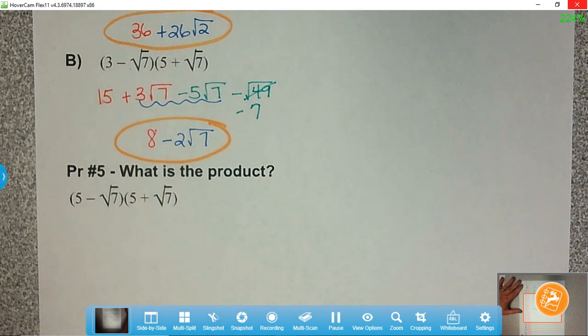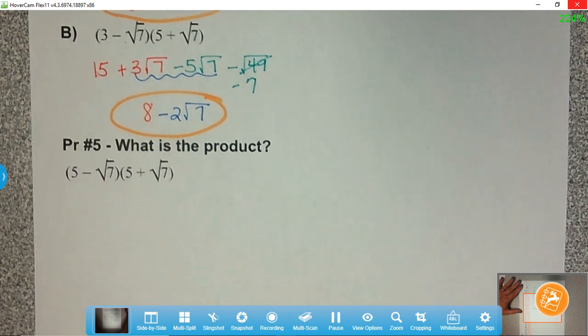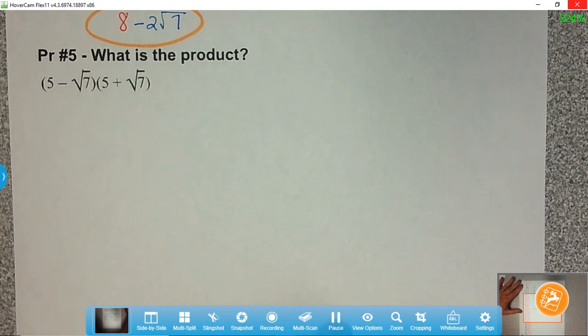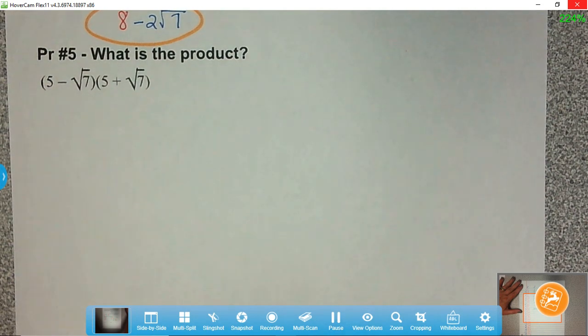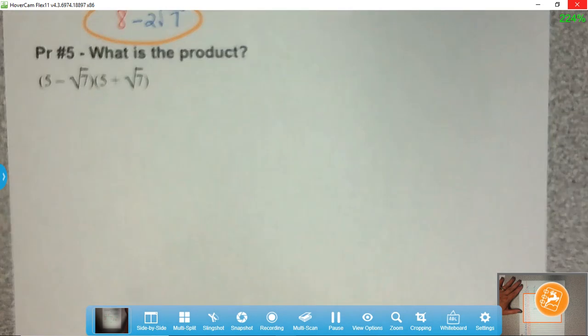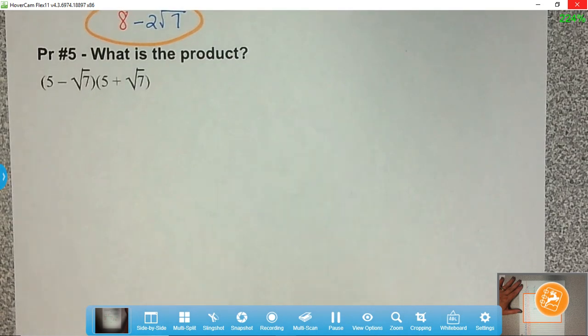So now, for problem 5, I think you can do this one on your own because it's just like parts A and B, but when you get down to the end, after you do all of the multiplying, a little something different happens. So go ahead and multiply it, then come back and check yours with mine. So go ahead and pause the video.